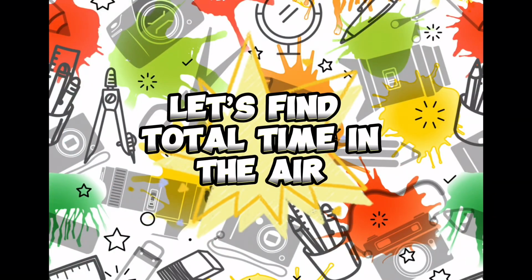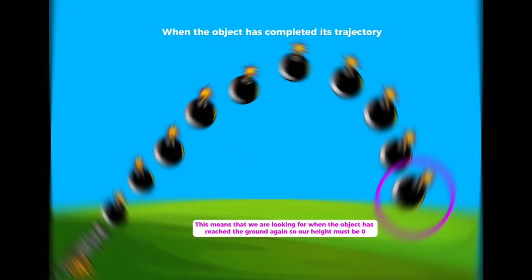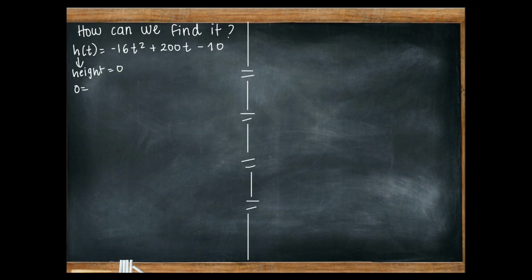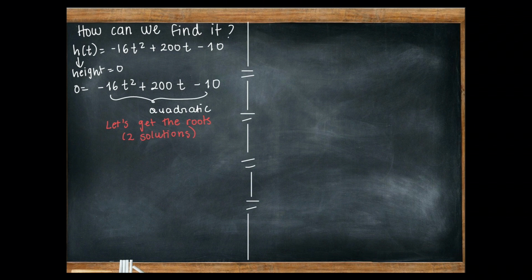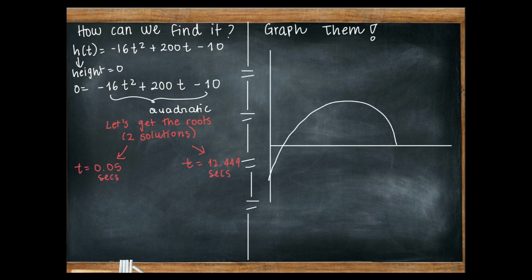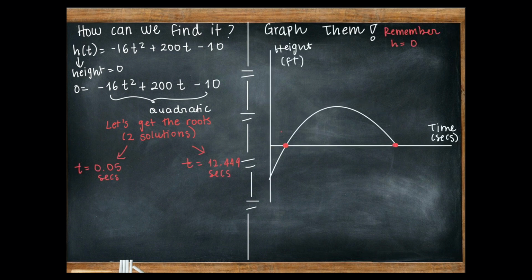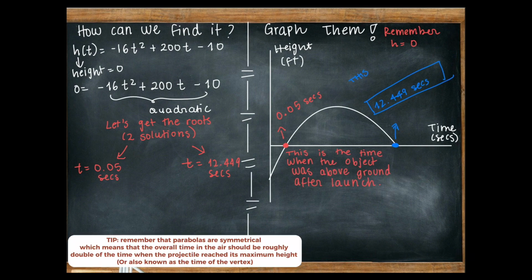For our last step, let's see if we can find the total time in the air. We are looking to find the time when the object is again on the ground, which means that the height must be 0. Now, we will get the two solutions or roots of the quadratic and then graph them. As you can see, one of them represents the time the object was above the ground after the launch, and the other one represents the total time in the air when the object completed its trajectory.